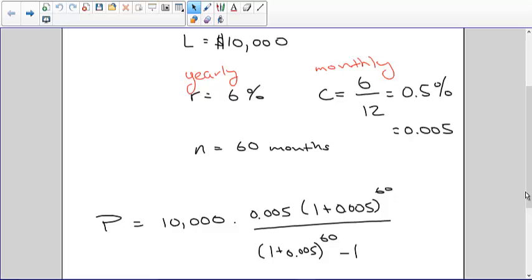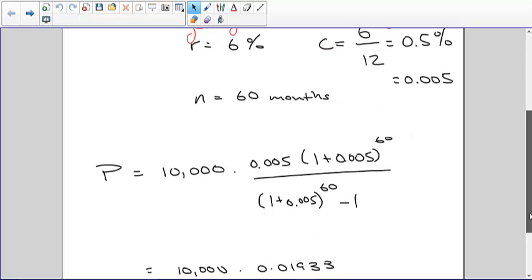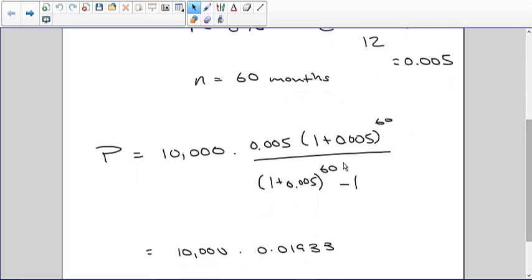So it's 10,000 times 0.005 times (1 plus 0.005) raised to the 60th power, divided by (1 plus 0.005) to the 60th power minus 1. It's pretty complicated doing on your calculator, so I'm not going to ask you to do that. And you come up with a payment of 10,000. This part comes out to be 0.01933, so it's this number times your loan.